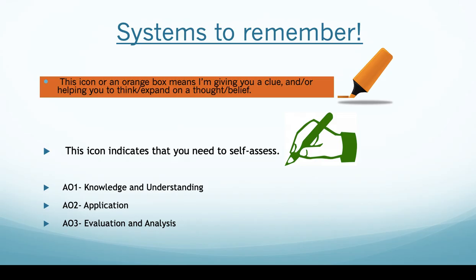Again, systems to remember: your orange box or a highlighter will indicate that I'm giving you a clue. Your green pencil again indicates that you need to self-assess, or I'll have a green box for you. And again, AO1, AO2 and AO3, but in this lesson I didn't actually write them down for each slide. So I want you to try to pick out what is just knowledge and understanding, where within the lesson we are applying that knowledge, and where we will be evaluating or analysing the information we have been given.